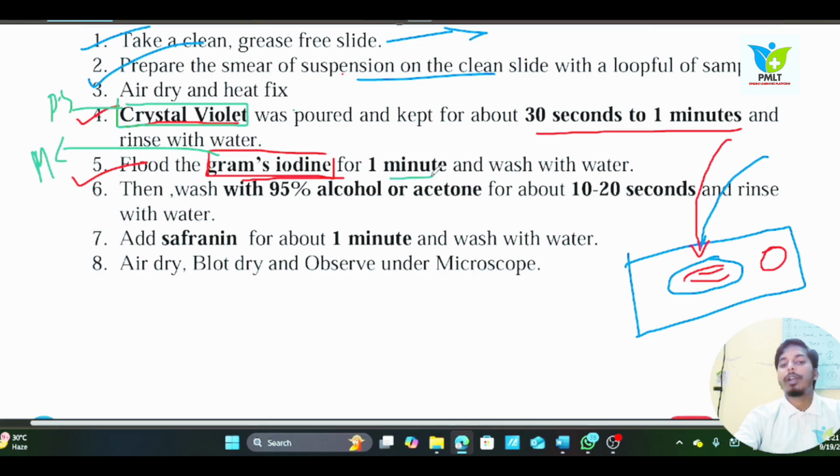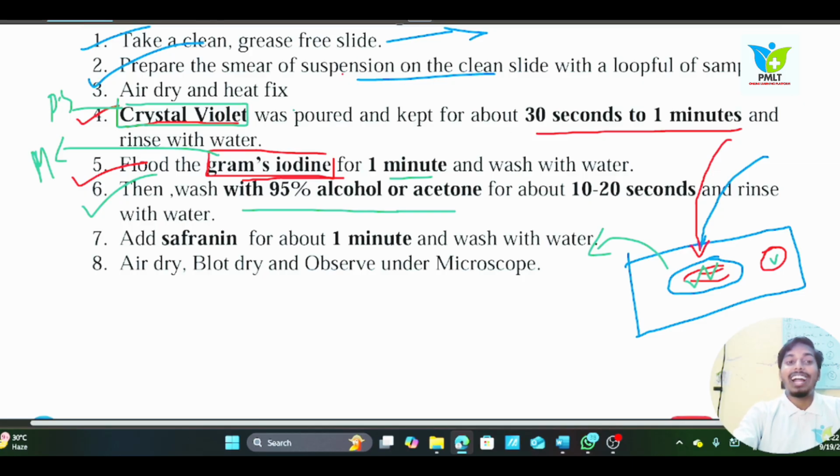Okay, after 1 minute, we have to wash with water. Whenever it is washed, the gram positive bacteria remain violet in color, and the gram negative bacteria are also violet right now, because I have taken crystal violet. After that, we use 95% alcohol or ethanol for 10 to 20 seconds, because if we increase the time, there might be a chance of extracting out everything. So we have to keep that in mind.